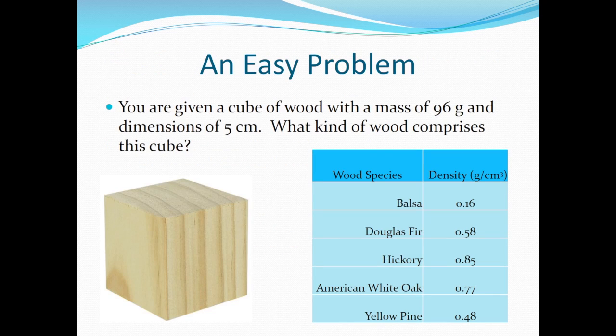You're given a cube of wood with a mass of 96 grams and dimensions of 5 centimeters. Use the table below to determine what kind of wood this cube is made of. What should we do first to solve this problem?